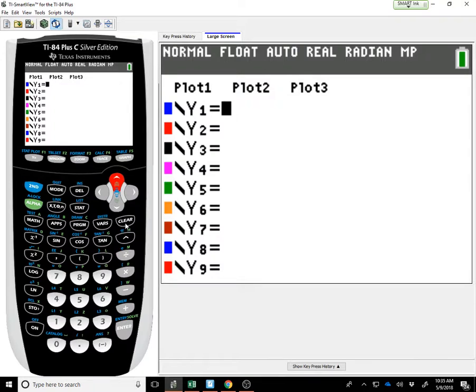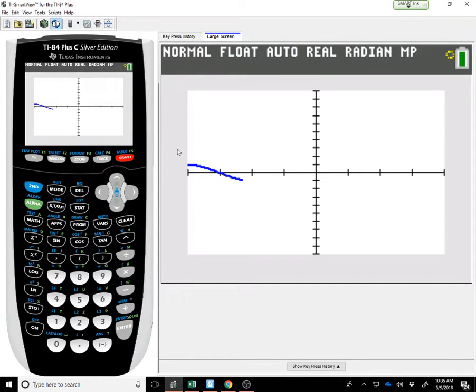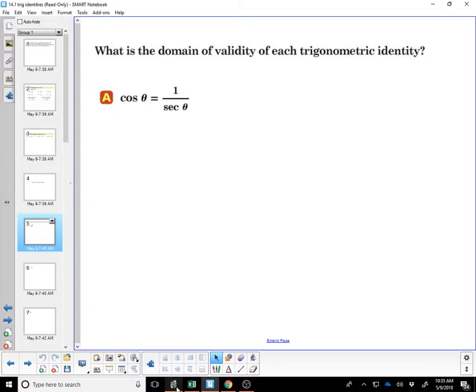Now I'm just going to show you visually. Here is cosine x. Let's go ahead and graph that. So here's cosine x. So are there any issues in the domain with x? There aren't any, right? So the only thing I need to worry about is going to be the other side. So I'm going to take a look at the other side. That is 1 over secant theta. Okay? I want to be careful with that.